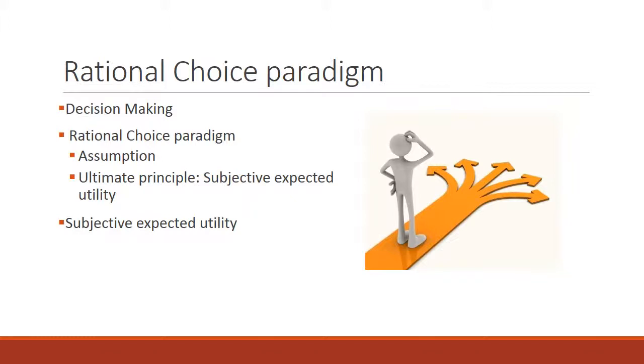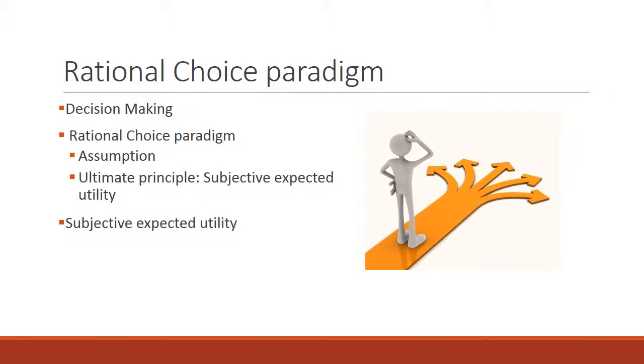Let's start by defining decision making. It is the process of making choices among alternatives with the intention of moving toward some desired state of affairs. The decision-making process can be viewed from three paradigms, one of which is the rational choice paradigm. This can be defined as the view in decision-making that people typically do, using logic and all available information to choose the alternative with the highest value.